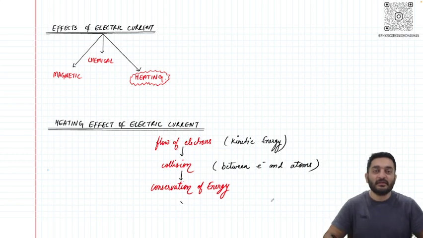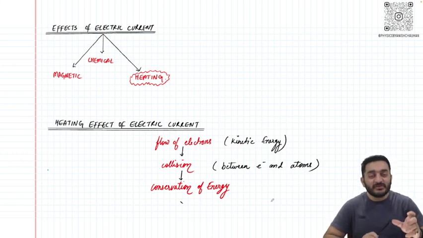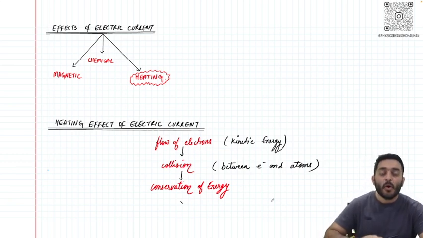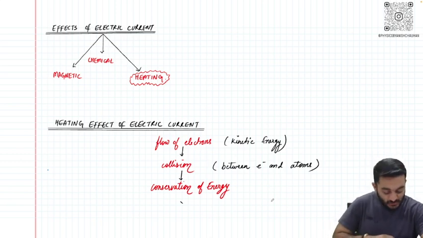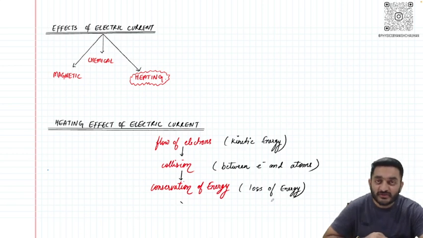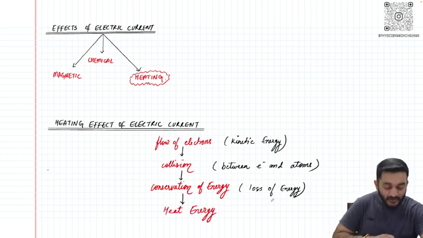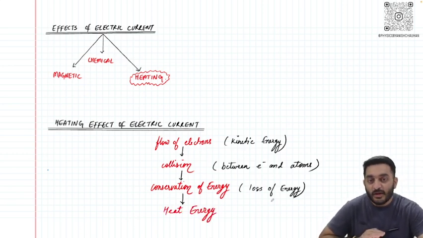What does it mean? Definitely there is some amount of energy which has been wasted in between, or some amount of energy might have resulted in a heating effect. So this loss of energy which is happening over here, we simply call the heating effect. Now we have a formula for the heating effect also.